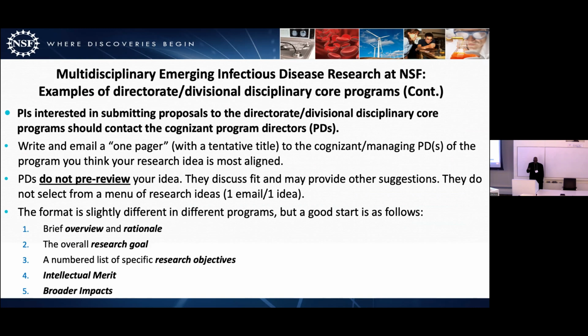And typically what we want to see is a brief overview and rationale, overall goal, and so on. Most of you that interact with me know that's what I ask you. So it's the same format. Some program directors might ask you different things.